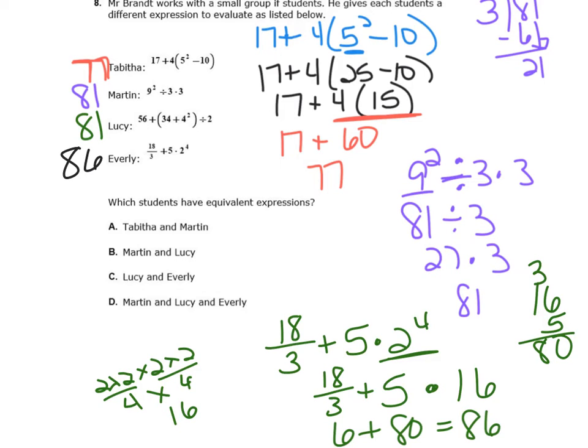Okay, so in this case, I'm going to look to see. I know Martin and Lucy's are the same. So Martin and Lucy. The rest are different, and if you notice, it's going to show other ones, other combinations, but make sure you're picking the correct one. So my answer should be letter B.